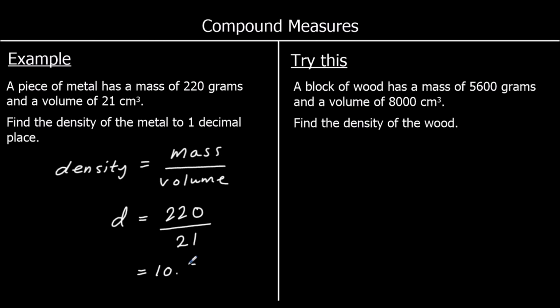What are the units? So we had mass divided by volume, so grams divided by centimeters cubed. So it's grams per centimeter cubed. Here's one for you to try. So give this one a go. So again, we're being asked to find the density. Density is mass over volume.